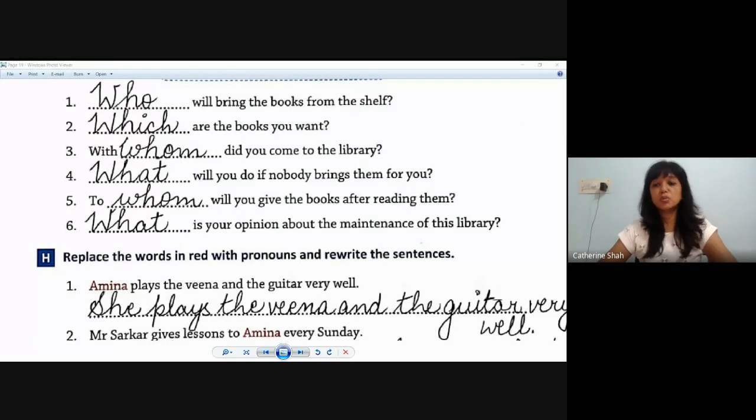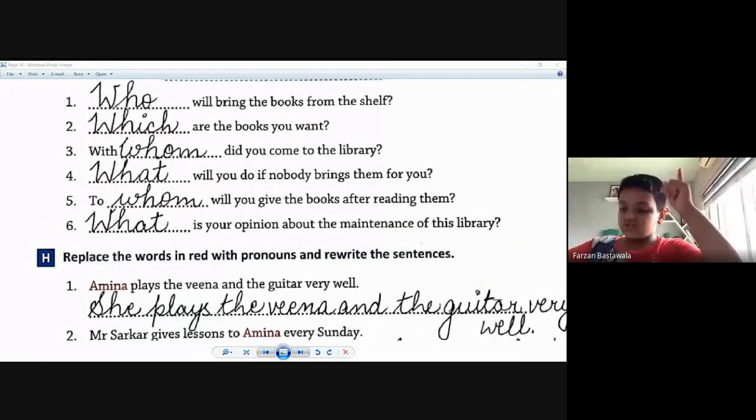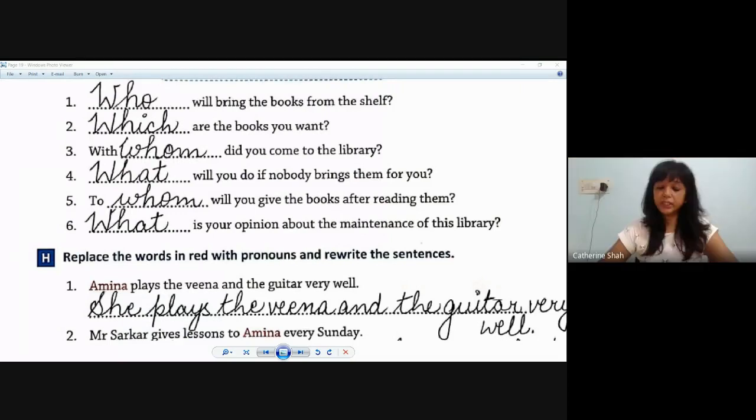Dash are the books you want, Farzan. Which books do you want? Which are the books you want? Yes. Number 3, Dhruv Patel.